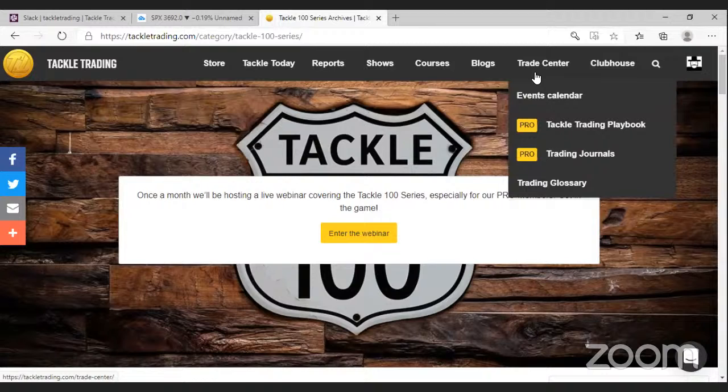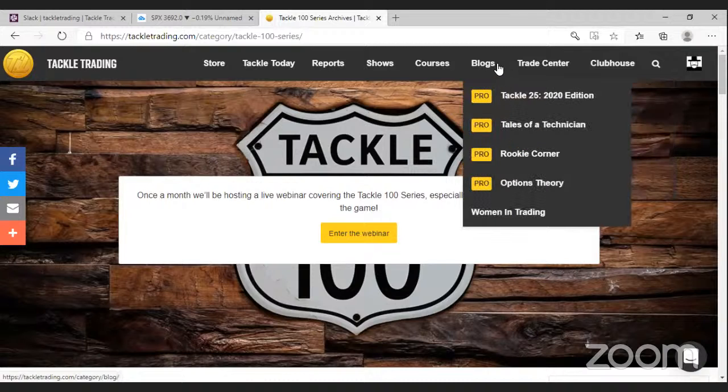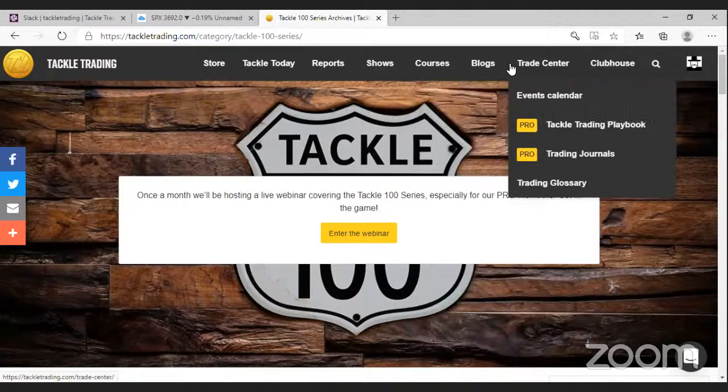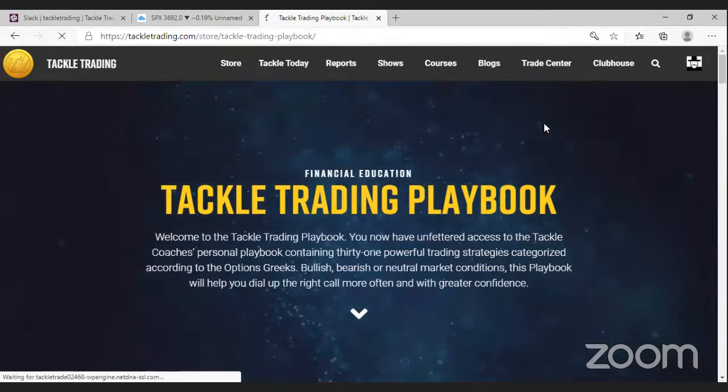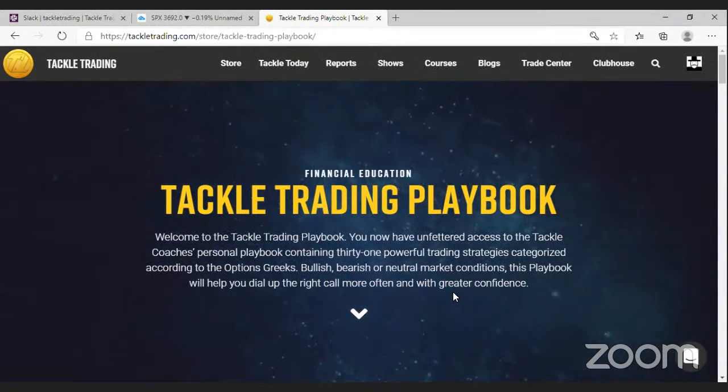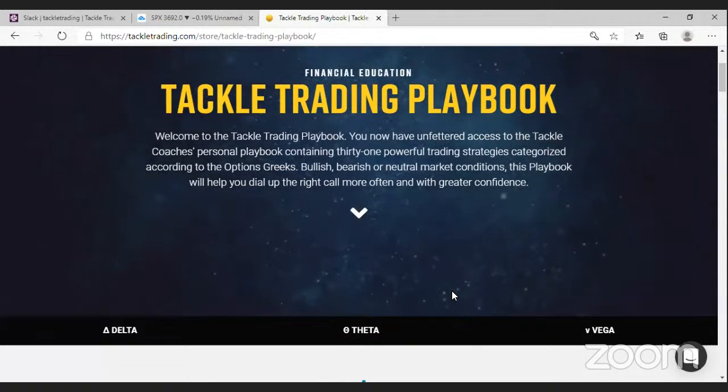In the Trade Center, we're going to spend a little time here. First off, we talked about those options, right? The Options 101 really focusing on the contract, where we're going to find our strategies, and that'll be over in the Trade Center. In here, you will find the Tackle Trading Playbook. And here's where you'll find all of our strategies and the rules for those strategies.